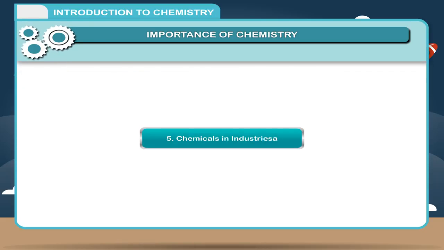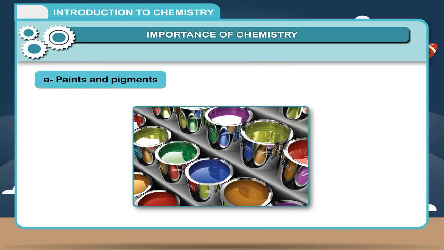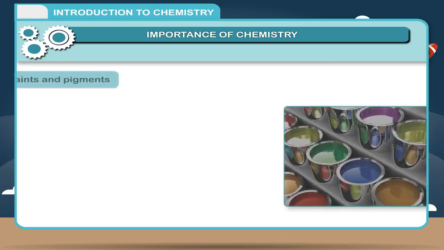5. Chemicals in industries. A. Paints and pigments. All pigments which are used today are chemical compounds. Most of them are lead compounds, but the pigments like malachite green is a compound of copper.